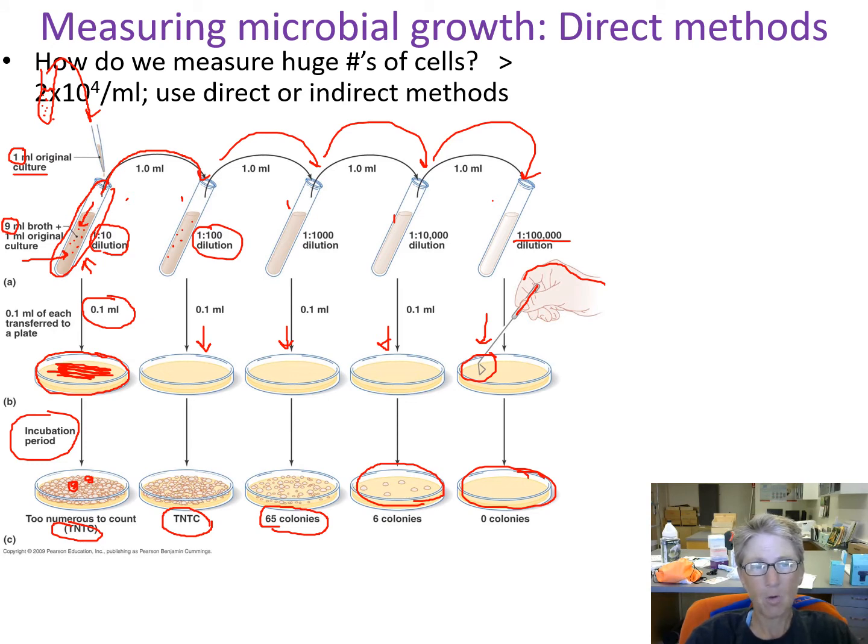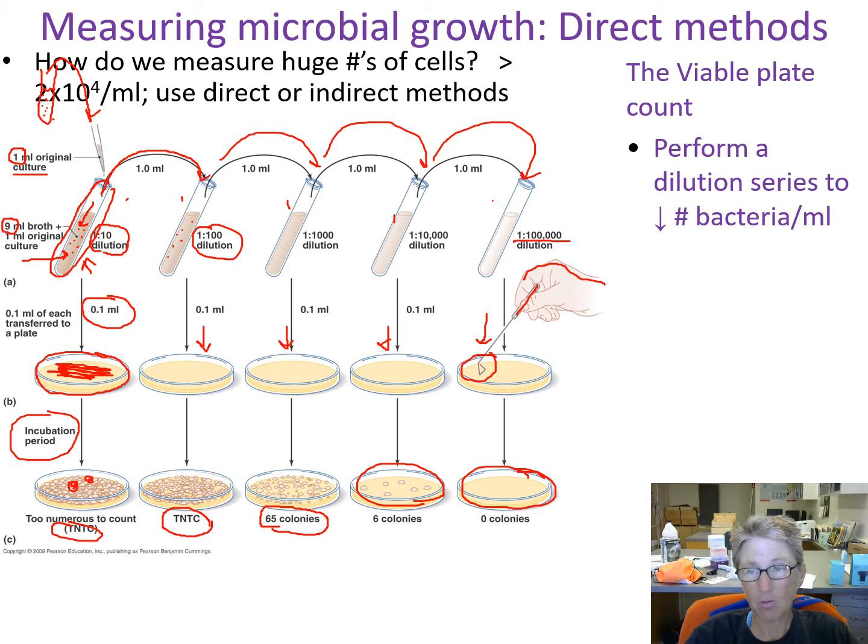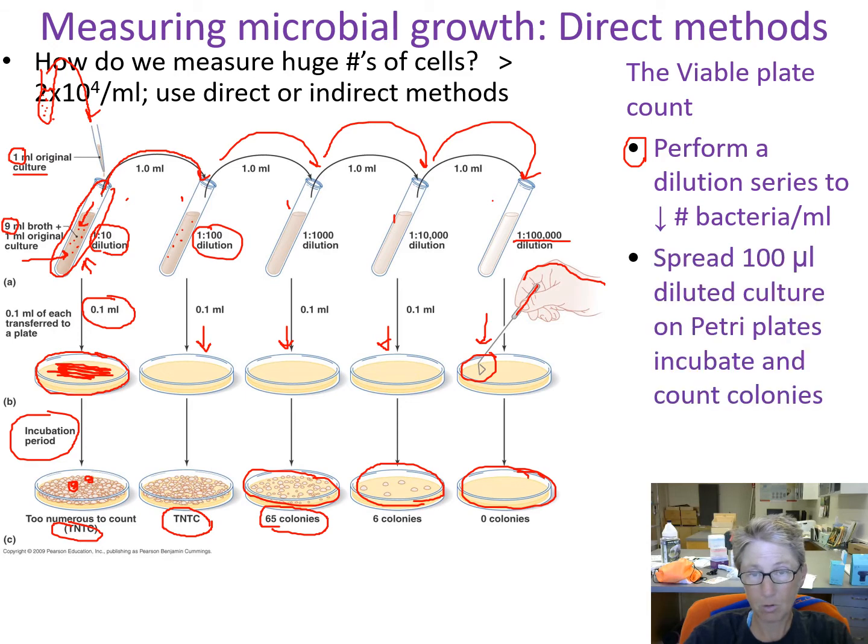Okay. So how do we measure huge numbers of cells, like greater than 2 times 10 to the 4th per mil? You can use direct or indirect method. This method I just showed you is a direct method. It's called the viable plate count. So viable just means the microbes are alive in their colonies, and plate refers to this plate. So you do a dilution series, we just talked about that, to dilute the number of bacteria per mil.